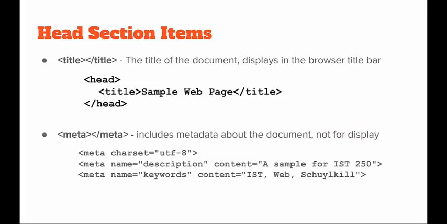We mentioned the title as one of the head section items. This is the title of the document that displays in the browser title bar. Another head section item that we're going to run across is meta. This includes metadata about the document. It's not something you're going to see on the screen per se, but it's information that the browser uses and that can be used by search engines to help classify the page. Examples of how to use the meta tag are shown here.